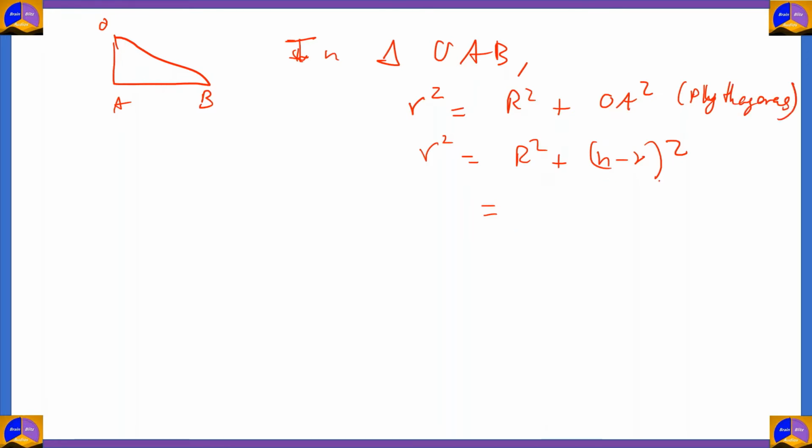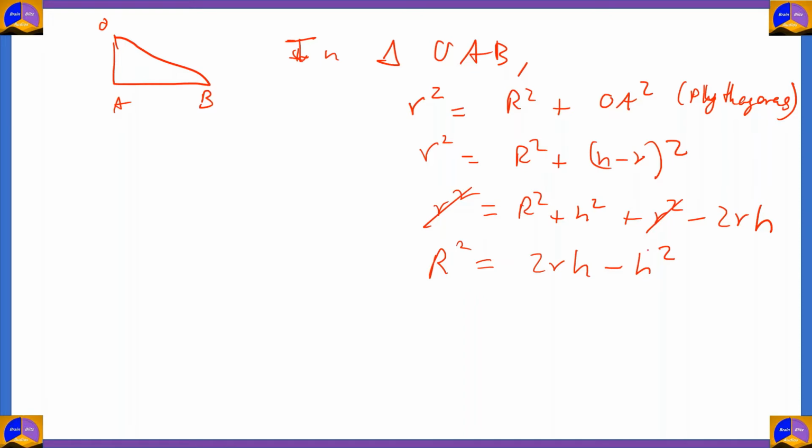And so we'll expand h minus r the whole square. So small r square is equal to capital R square plus h square plus small r square minus 2 small r h. R square gets cancelled. And so we'll write capital R square as 2rh minus h square.